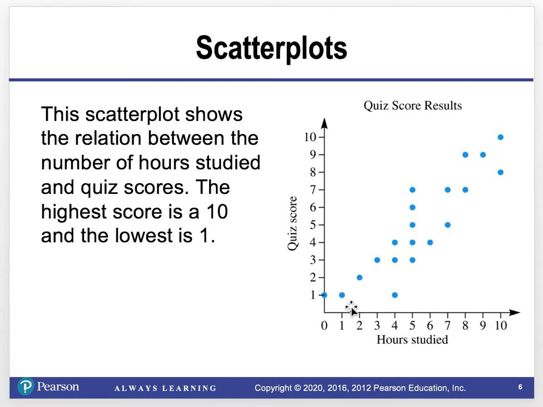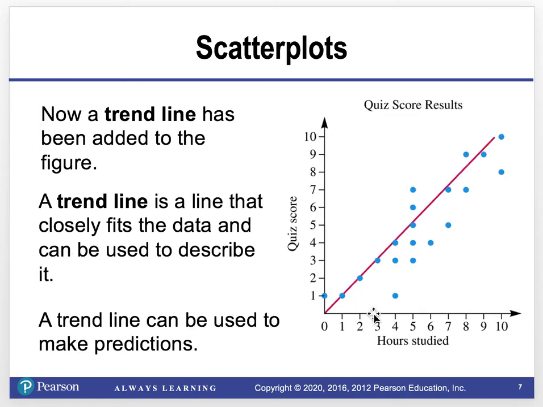Okay, so notice it really wouldn't make sense to connect these dots. Again, it's not really continuous data. But we can add a trend line, right, that kind of follows the data. So a trend line is a line that closely fits the data and can be used to describe it and make predictions.